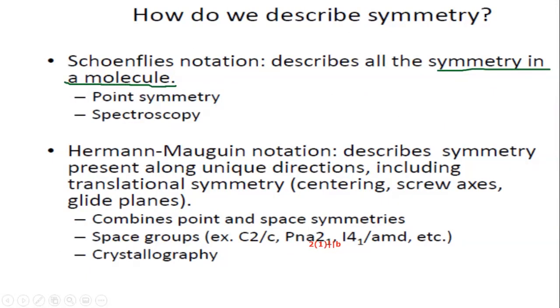Now with crystals, we talk about Hermann-Mauguin notation. And this describes symmetry in crystals. So notice the difference. Schoenflies notation describes symmetry in a molecule. Hermann-Mauguin notation will describe symmetry in a crystal. Sometimes they overlap, sometimes they do not. And so Hermann-Mauguin notation combines both point symmetry and space symmetry in their notations.